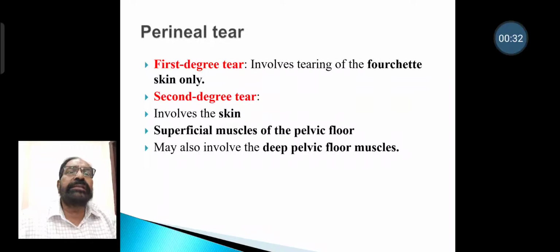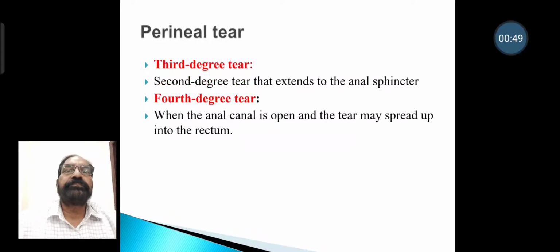First degree involves tearing of the fourchette skin only. Second degree tear involves the skin and superficial muscles of the pelvic floor, and may also involve deep pelvic floor muscles. Third degree is a second degree tear that extends to the anal sphincter. And fourth degree is when the anal canal is open and the tear may spread up into the rectum. That is the fourth degree.